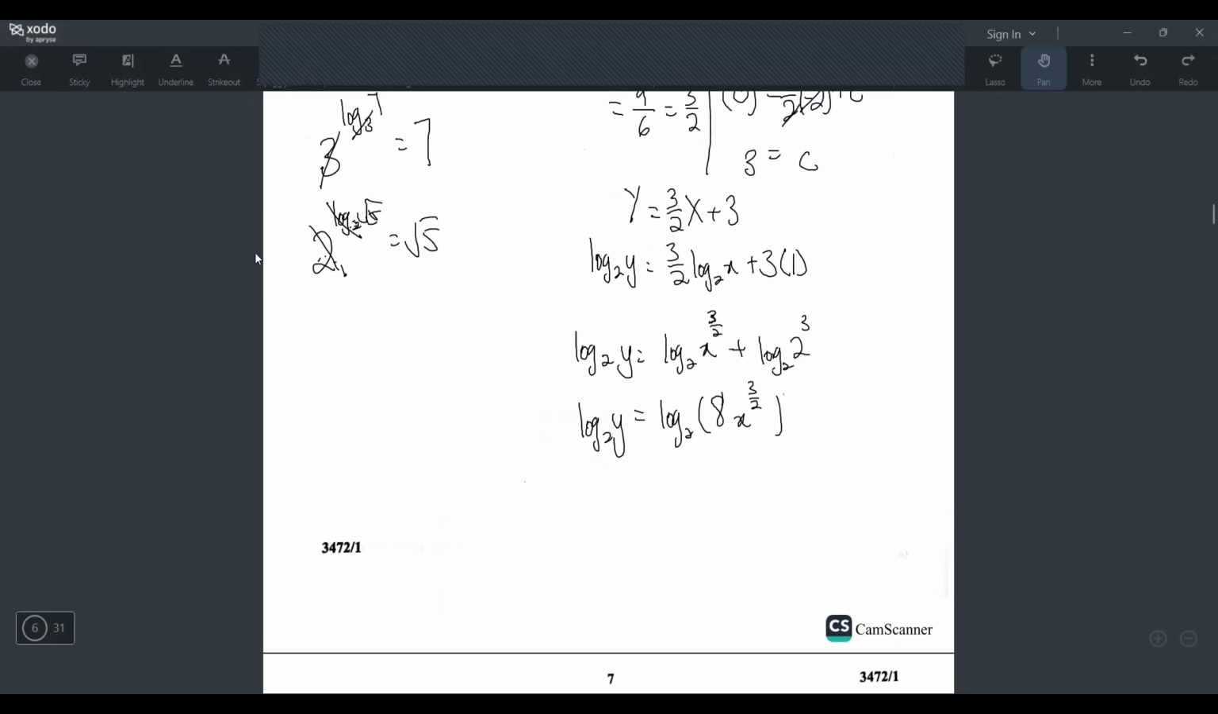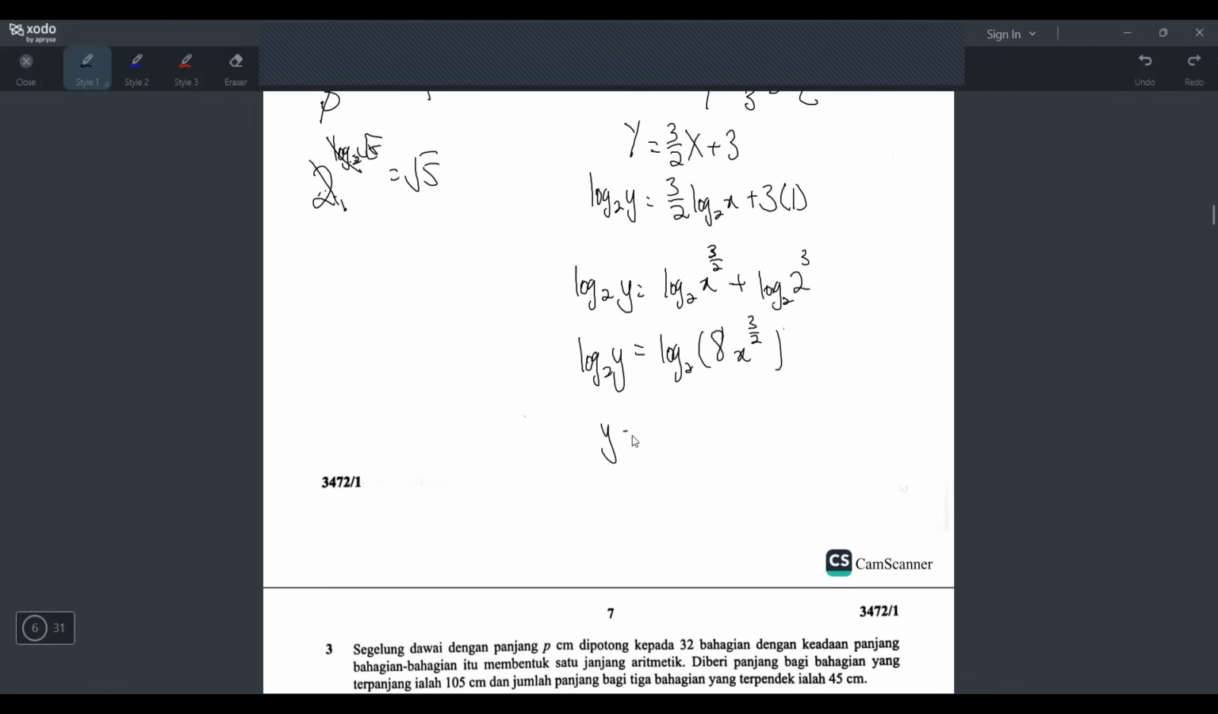And now you can move the log base to the other side, and when you do, the log base becomes the number base, and this whole thing becomes the power. So it becomes log 2 of 8x power 3 over 2, right? And then the log 2 and log 2 can cancel, and you are left with this. So the answer is y equals 8x power 3 over 2.